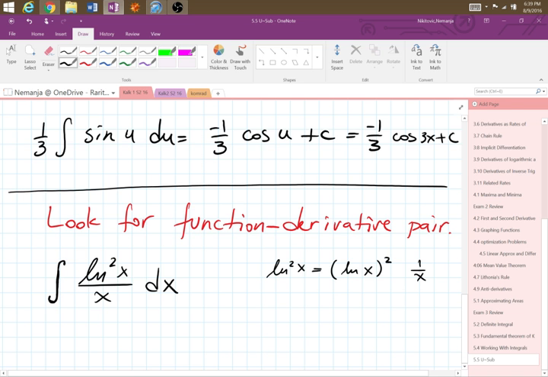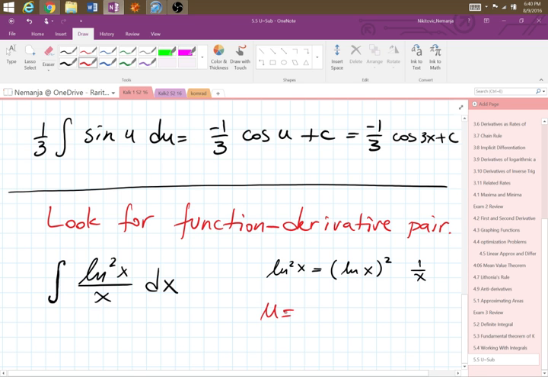So think about that. The function is ln x, and its derivative is 1 over x. Because every time you define the u, you will have to take the derivative. And if the derivative is not present, obviously, it can't be done.